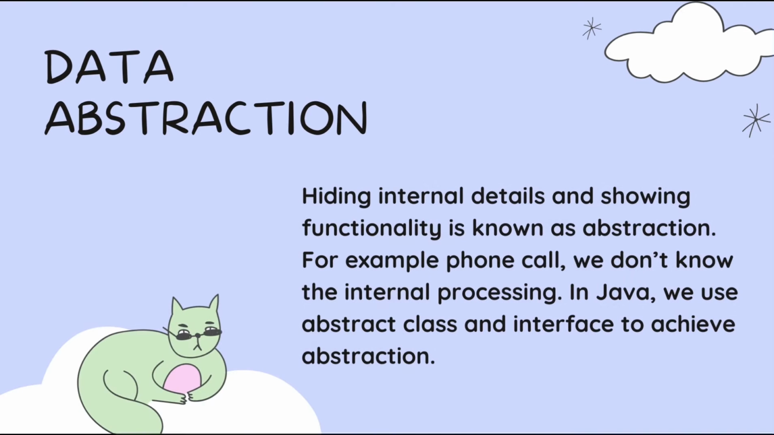Concepts of OOP. Data abstraction: hiding internal details and showing functionality is known as abstraction. For example, for code, we don't know the internal processing. In Java, we use abstract classes and interfaces to achieve abstraction.